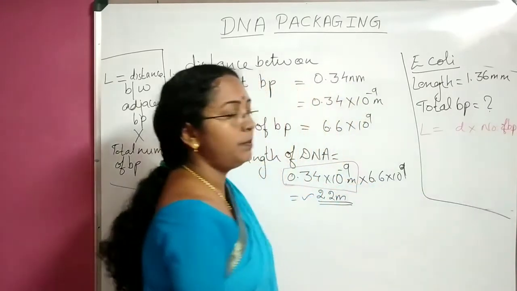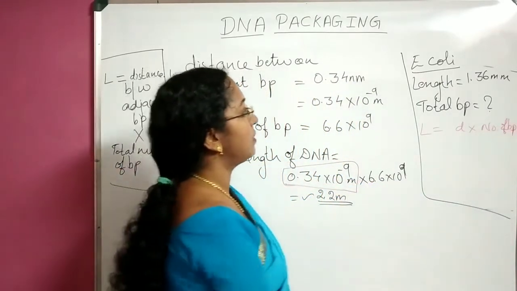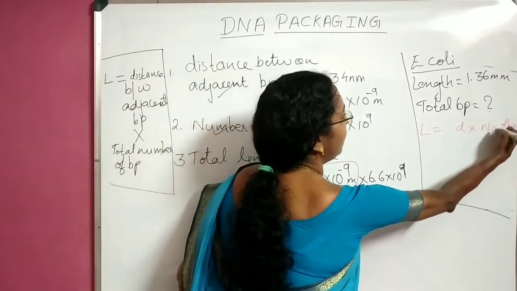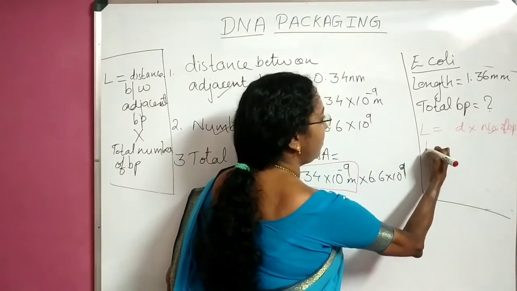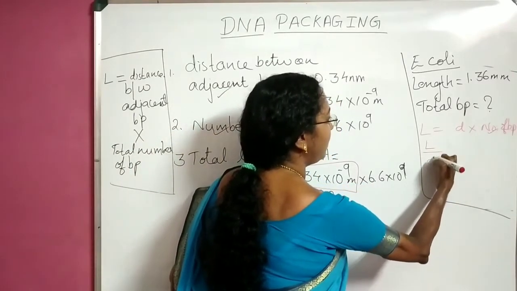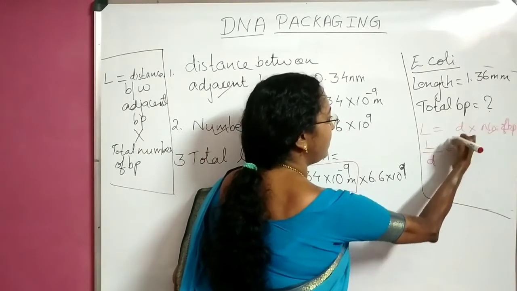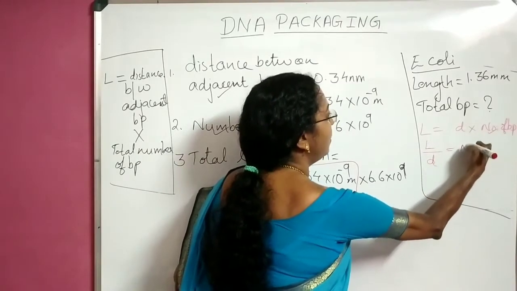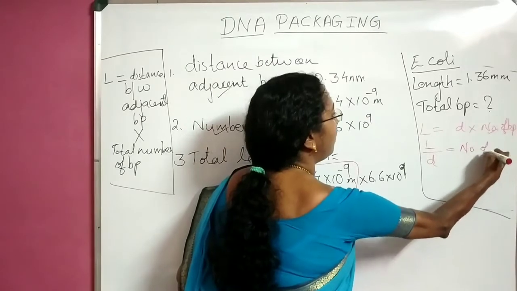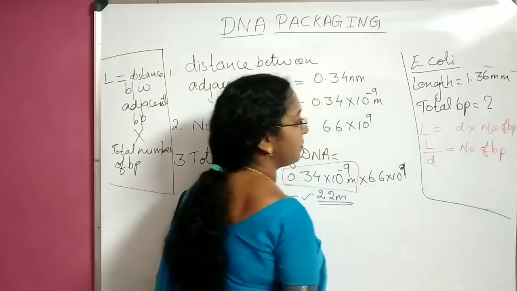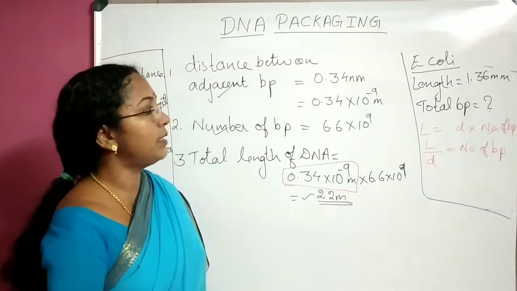Distance between adjacent base pairs into the total number of base pairs. So what is asked? The total number is asked. How do you find that? You just divide the length by the distance between adjacent base pairs. This value you bring here, and you will get the total number of base pairs. So that is what is asked.